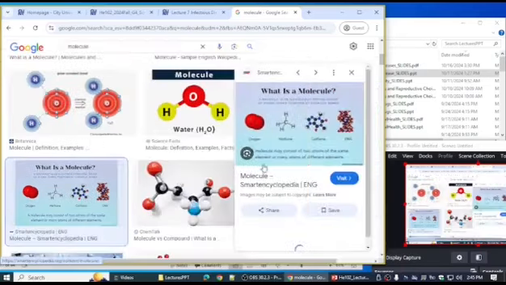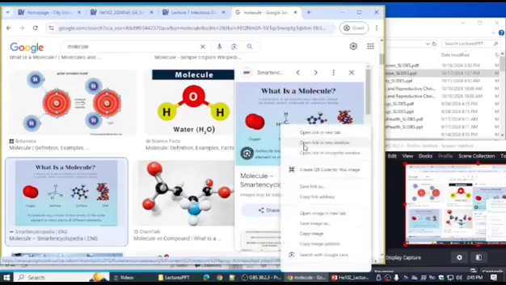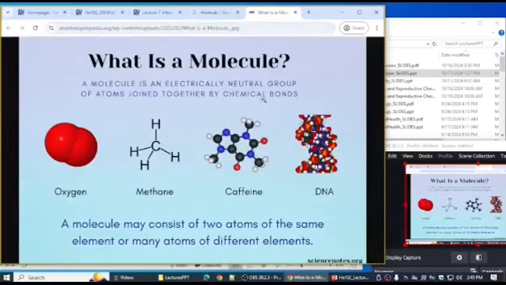Oh, this is a nice one. This is a very nice one. Who made this? smartencyclopedia.org. Oh, I'm going to have to check these people out. Oh, I love this. Okay, caffeine is a molecule, methane is a molecule, DNA is a molecule.